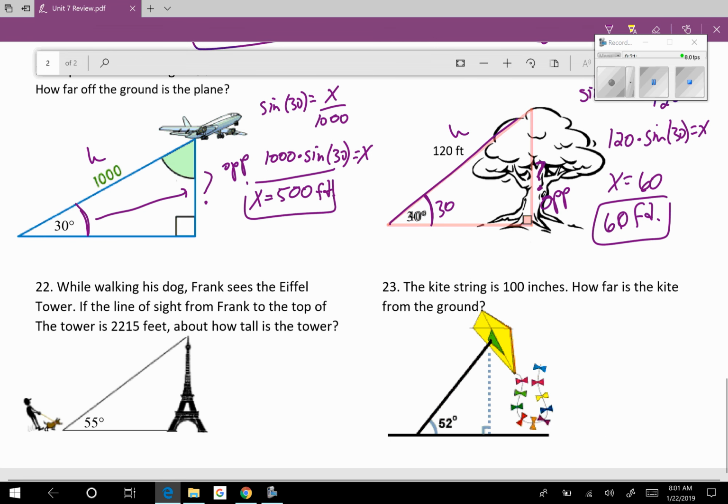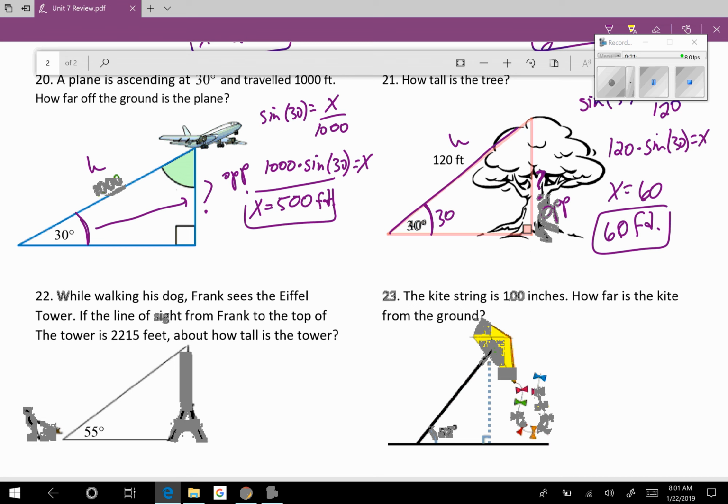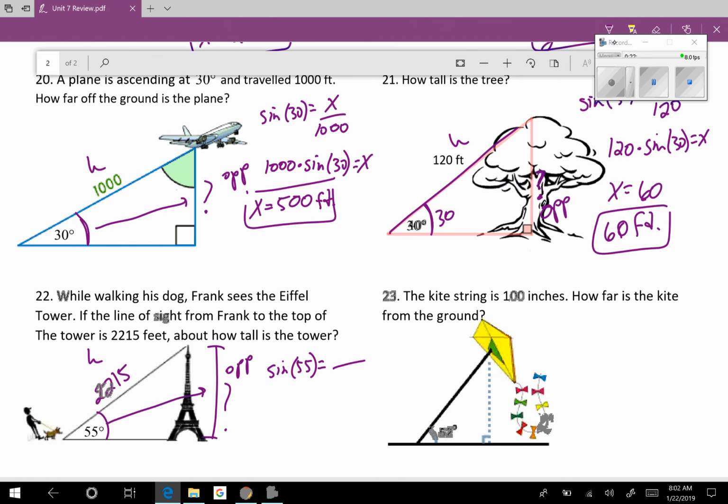All right, 22. While walking his dog, Frank sees the Eiffel Tower. If the line of sight from Frank to the top of the tower is 2,215 feet, so that's your hypotenuse, that's the line of sight, 2,215 feet, about how tall is the tower? So we want to know how tall is this tower. So we're trying to find, there's our angle, we're trying to find how tall the opposite side is. And we have been given the hypotenuse. So we're going to use sine. So the sine of 55 is equal to opposite over hypotenuse, so x over 2215.